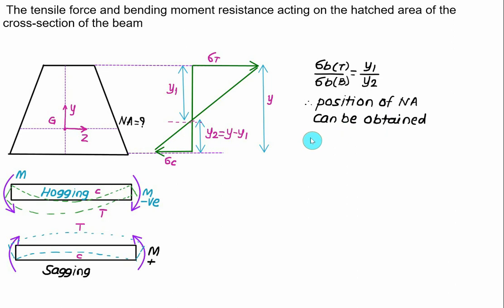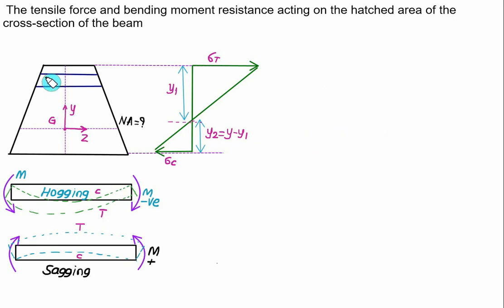The second type of question they will ask you is this: they will give some area, that is this area, and ask how much horizontal force is exerted on this area. So your first job is to find out what is this area A. Then you have to find out what is the average value of stress here.